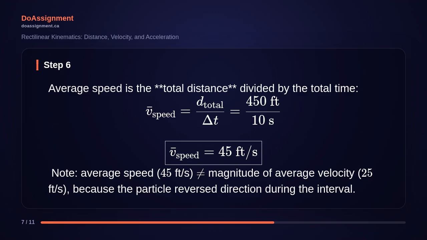Average speed equals total distance divided by total time. That is 450 feet divided by 10 seconds, giving 45 feet per second. Notice this differs from the average velocity magnitude because the particle changed direction during the interval.